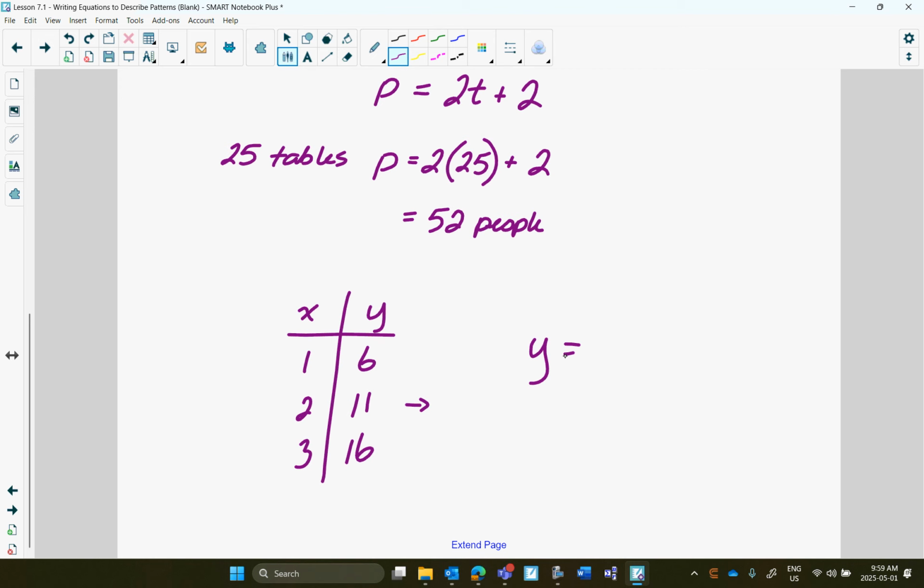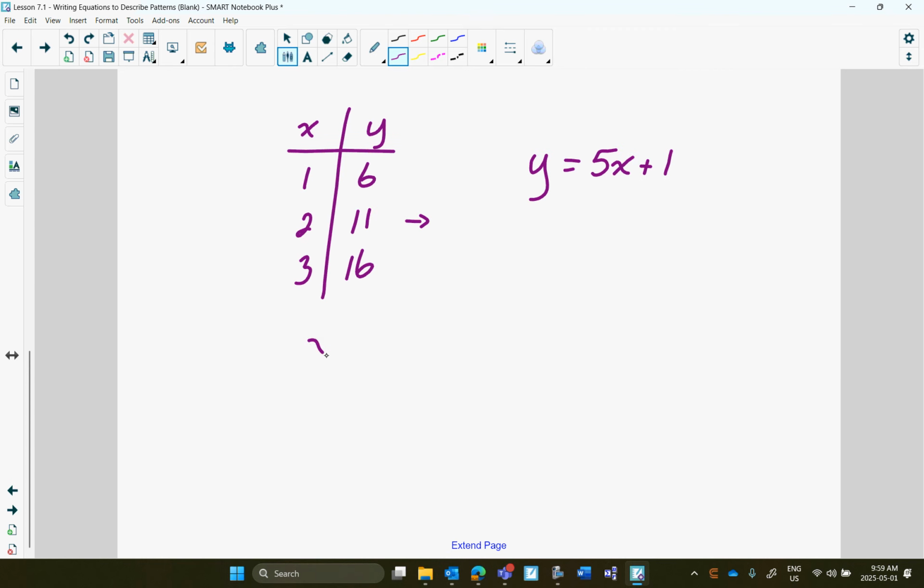5X plus 1. Because I'm adding 5 to Y every time, that means times 5. When I go 1 times 5, I'm 1 short. 2 times 5, I'm 1 short. So I have to add 1 to my equation. So it's 5x plus 1. Okay? One more before we move on.